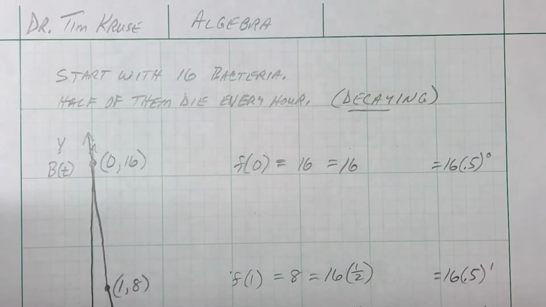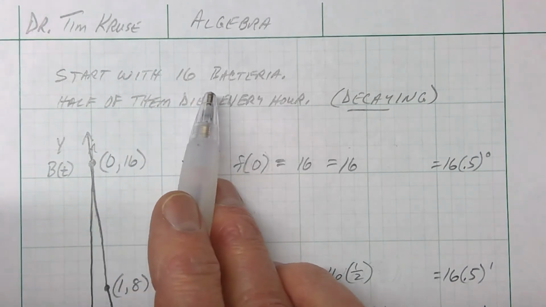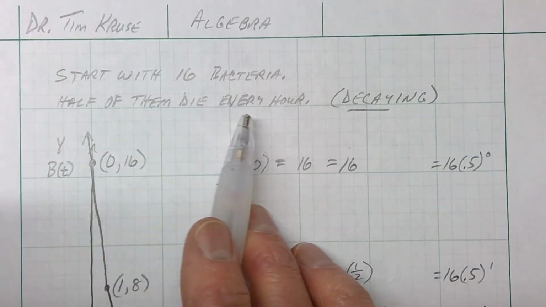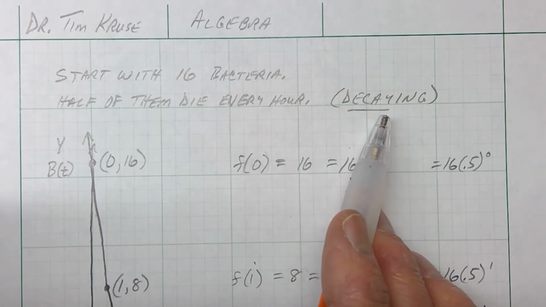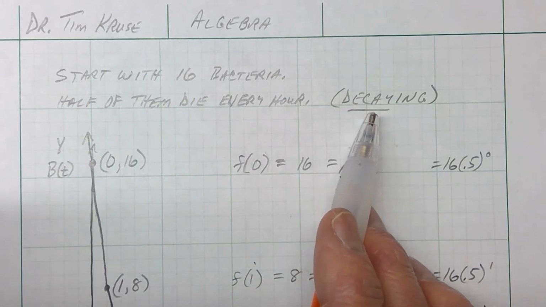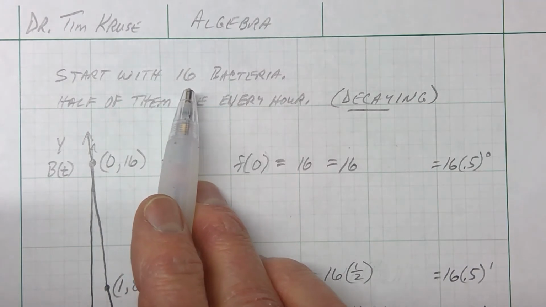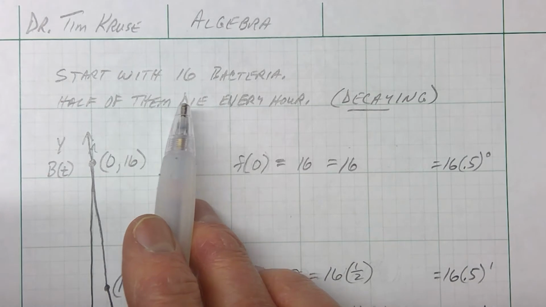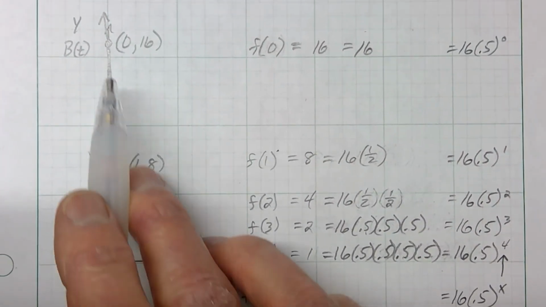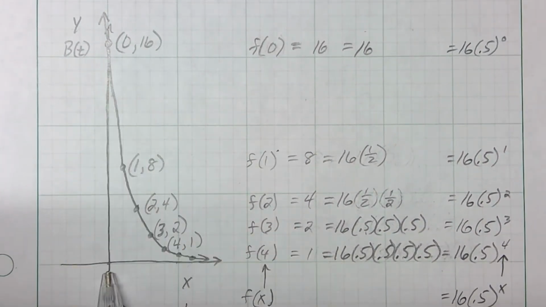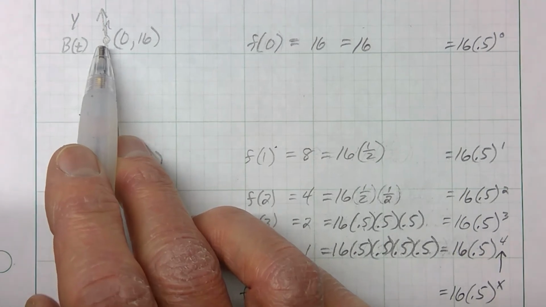All right, exponential decay works in a similar way. Let's say we start with 16 bacteria and half of them die every hour. So they're decaying. We have fewer and fewer bacteria. We'll start with 16, but then if half of them die, an hour later I have 8. And then if half of them die, an hour later I have 4, and so on. So at time equals 0, I had 16 bacteria.